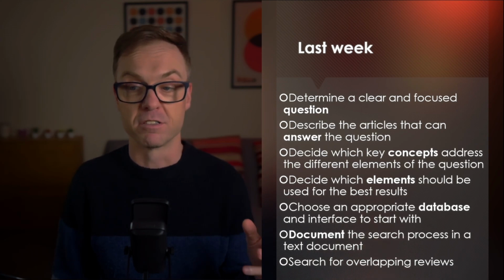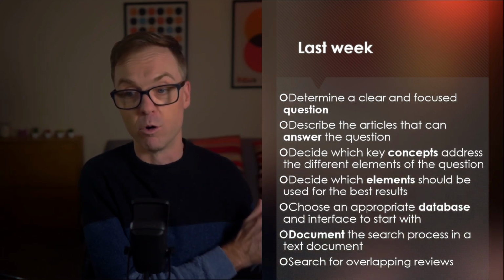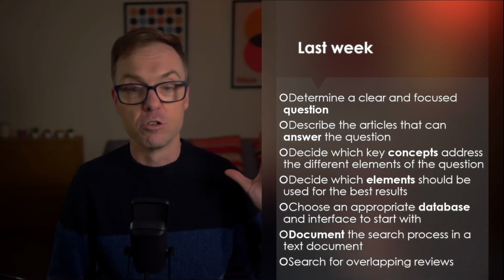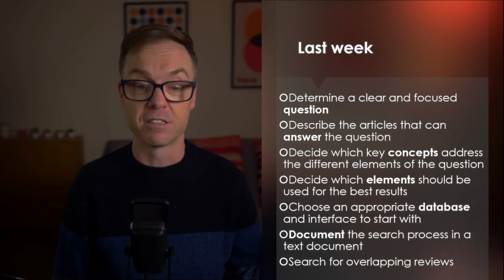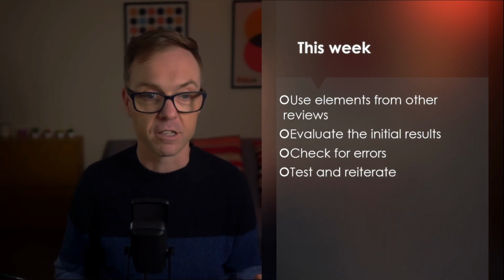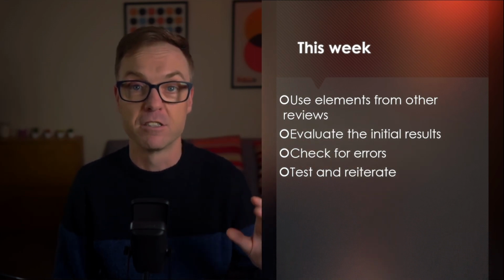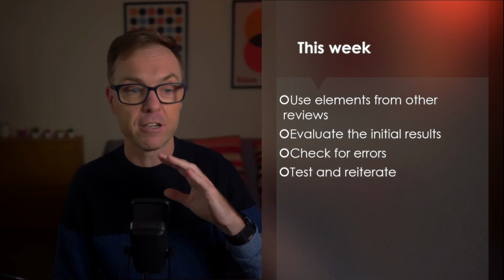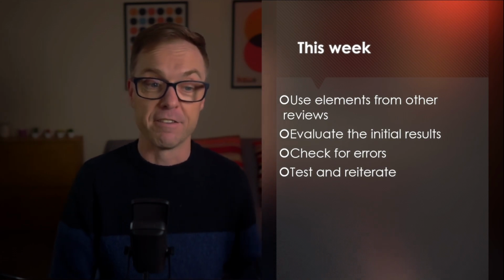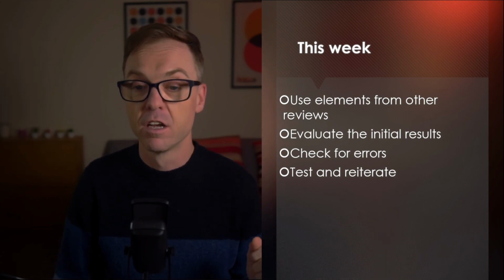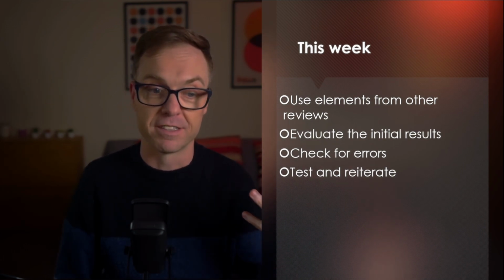We need to document the search process in a text document where you already started recording what you found, and I'm going to give you some more guidance on that. And you search for overlapping reviews to identify where you can use elements of searches they've already got. So that's what we're going to do this week. We're going to use search elements from papers with overlapping PICOS elements. We can use those modular components in our search, and then we're going to evaluate those initial results, and we're going to do that using publications that our supervisors give us.